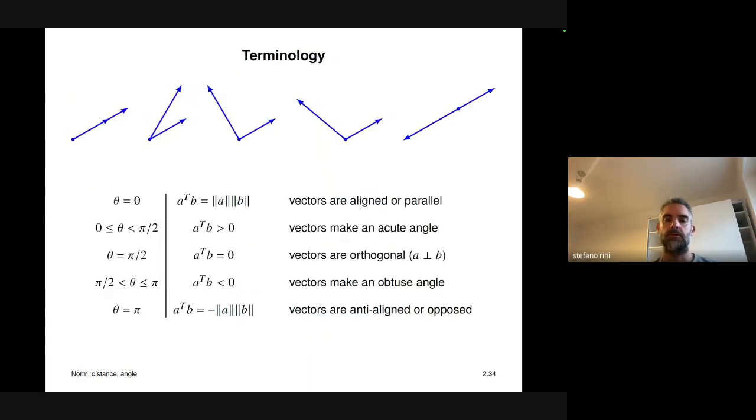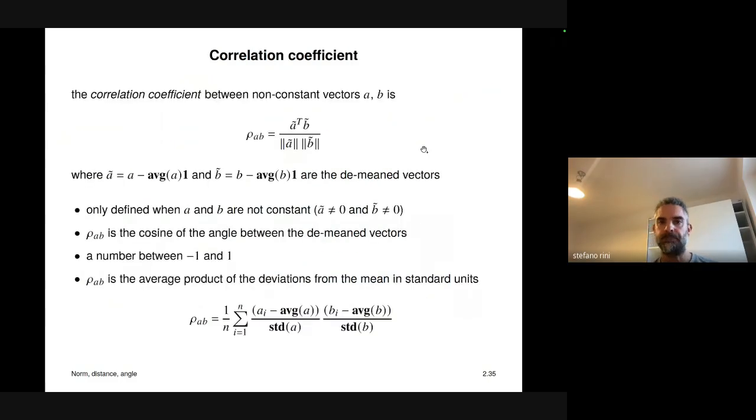Just some terminology here, I'm sure you're familiar with this. If the angle is 0, then the two vectors are said to be parallel, and the inner product is equal to the product of the magnitudes. If theta is less than pi/2, we call this an acute angle. If theta is exactly equal to pi/2, then we have orthogonality, and this concept of orthogonality also holds in higher dimensions. If theta is between pi/2 and pi, then it is obtuse. And if theta is equal to pi, then they are anti-aligned, or opposed to each other. This is the last case here. Very good.